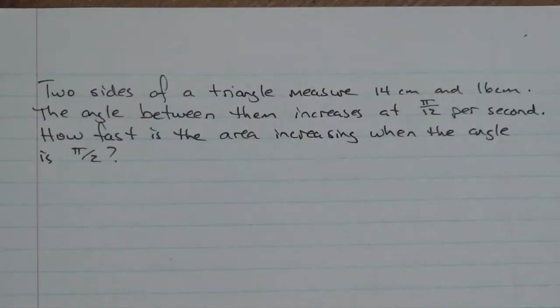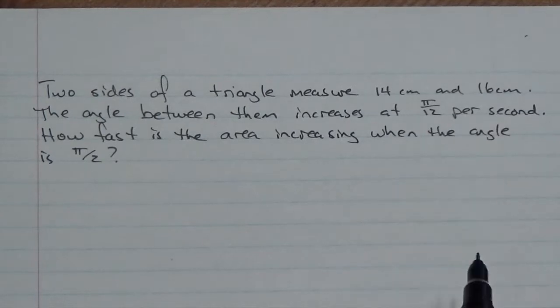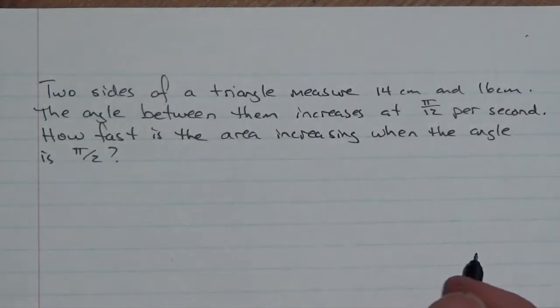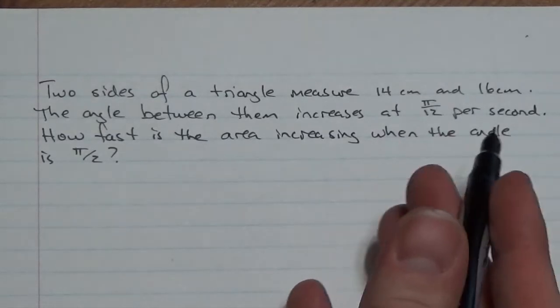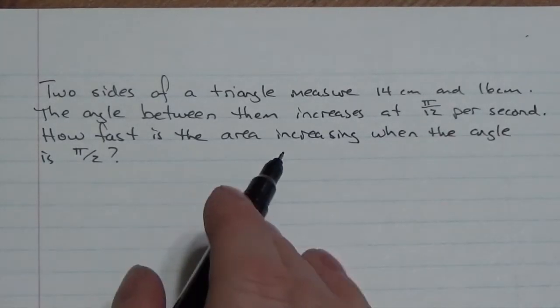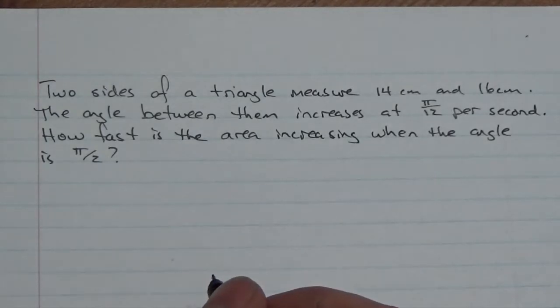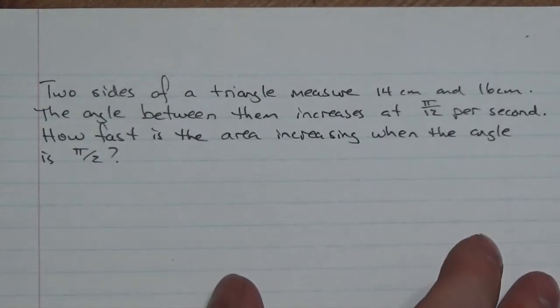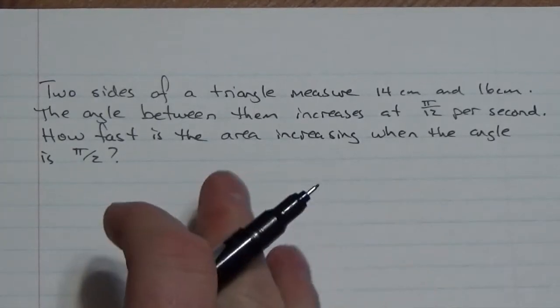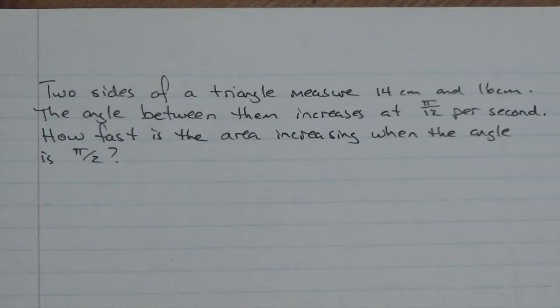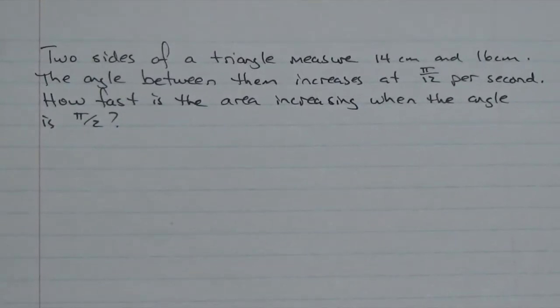Okay, one more application. Two sides of a triangle measure 14 centimeters and 16 centimeters. The angle between them increases at pi over 12, and there's no units there, so I recognize that as radians per second. How fast is the area increasing when the angle is pi over 2? I want to make sure that we've gone over a question like this, mostly because when I give this out to my own students, I will frequently see people make an interesting choice when they draw this.